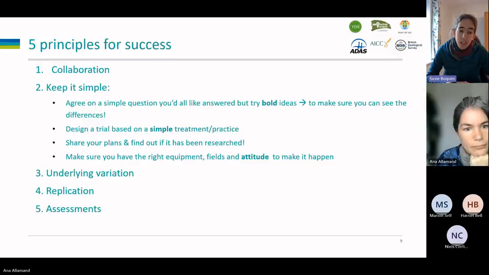So the principle of replication that you see in every type of science is just as valuable here, and it's worth the extra effort.